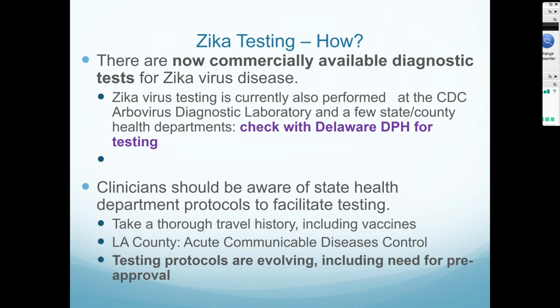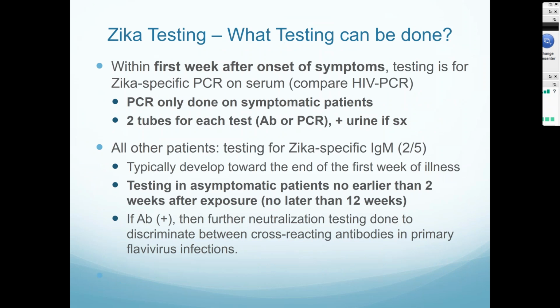And now I tell you for sure that some of the commercial laboratories will get this testing done, and you no longer need pre-approval like you did before. What tests should be done? Within the first week after onset of symptoms or even travel, testing is for Zika-specific PCR on serum.